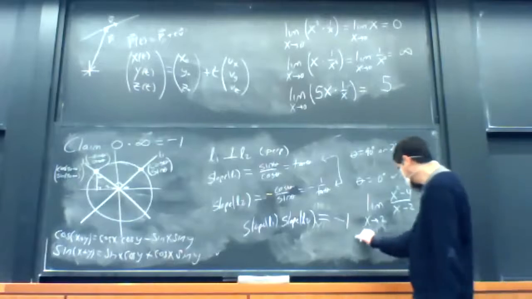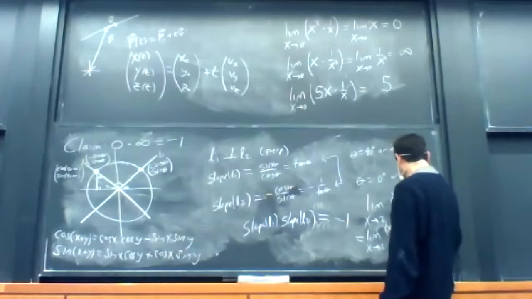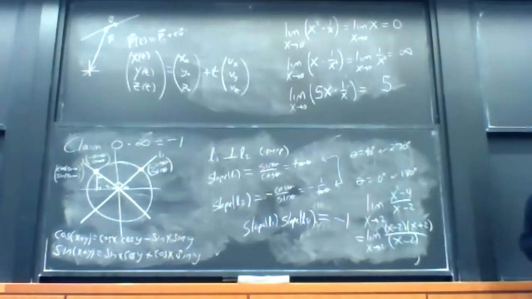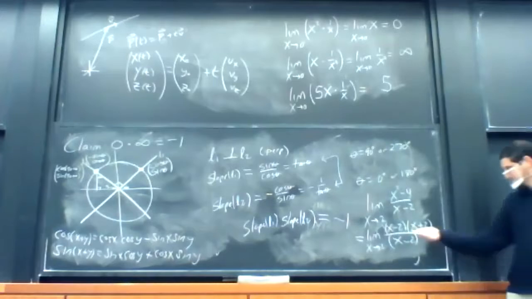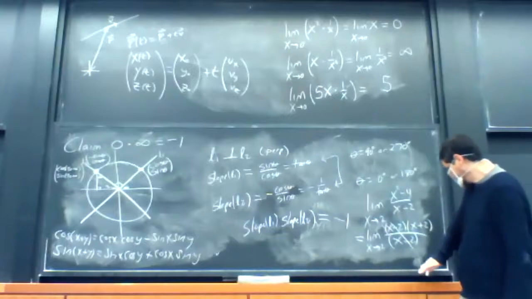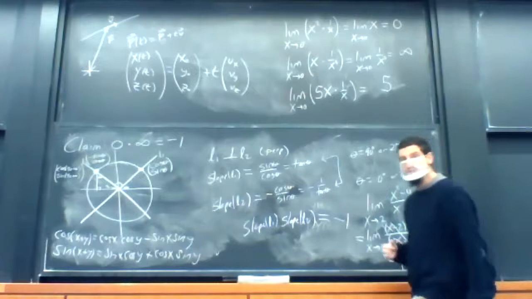Factor it. So this is the same as the limit as x goes to 2 of x minus 2 times x plus 2 over x minus 2. What should we do? Let's just cancel the x minus 2's. And this is just the same as x plus 2. So what's the limit going to be? 4. So the limit makes sense.